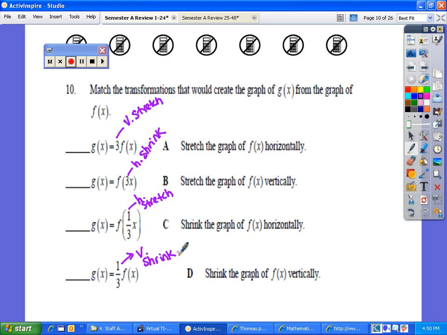So now looking at our choices, stretch horizontal, that is this one right here. Stretch vertical, that is this one right here. Shrink horizontal, that is this one right here. And shrink vertical, that is this one right here. Okay. All right, that's number 10.